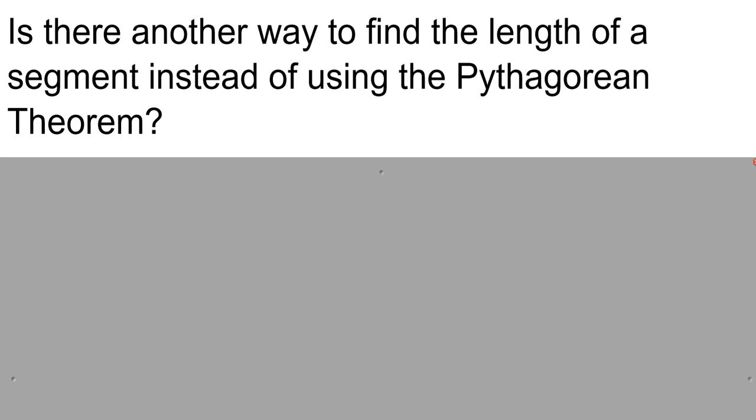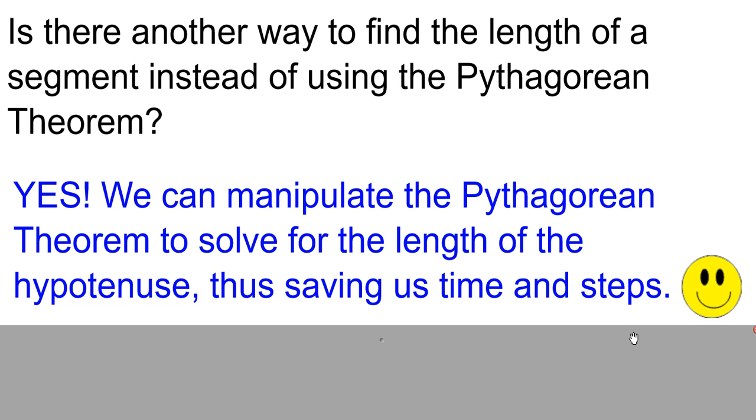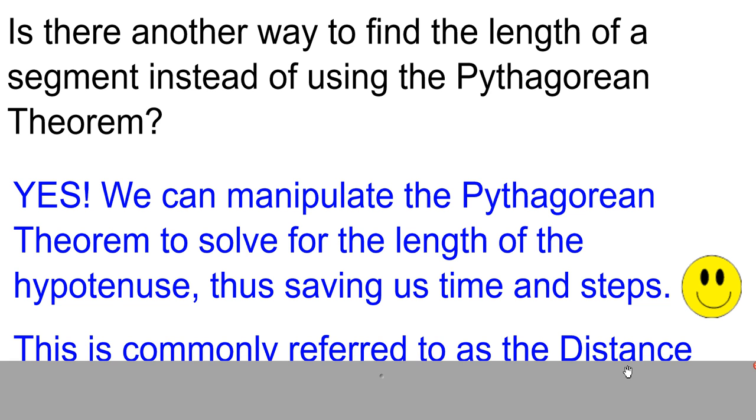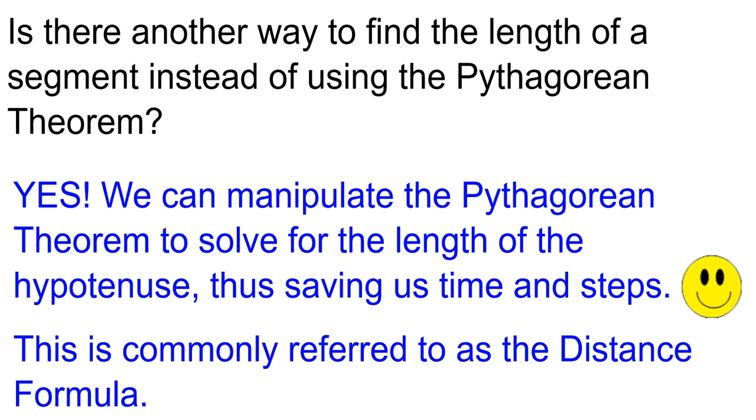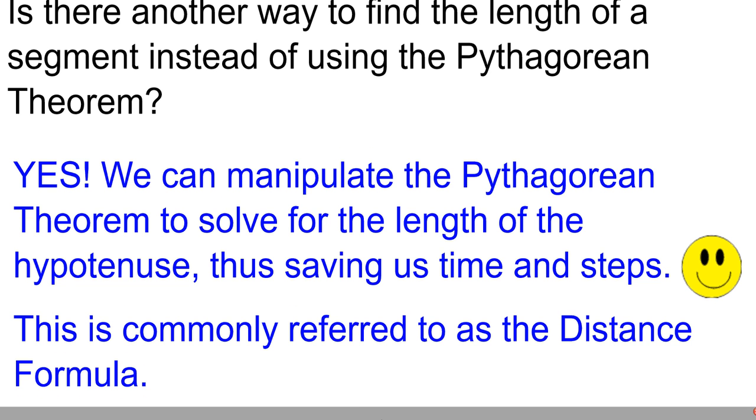And some of you may have seen this in the past. Yes, there is another way. We could manipulate the Pythagorean theorem to solve for the length of the hypotenuse all the time, which would save us time and steps. Hopefully it would be a little bit more accurate, and we call that the distance formula. So let's show you what the distance formula is.